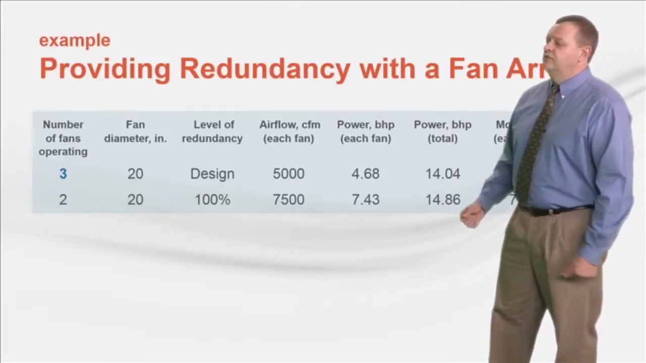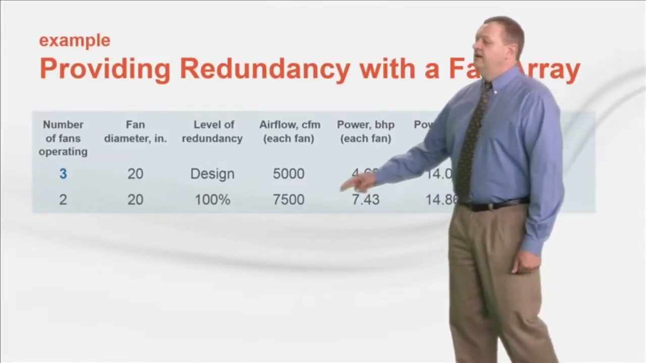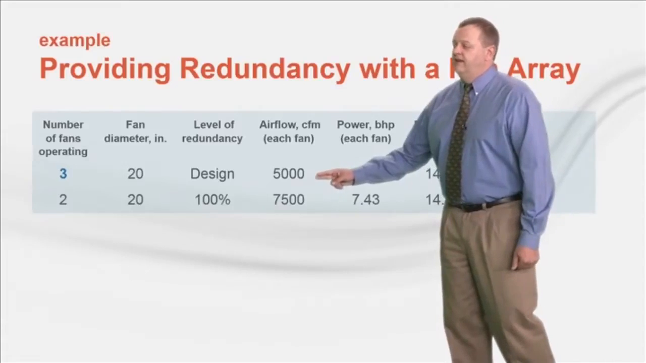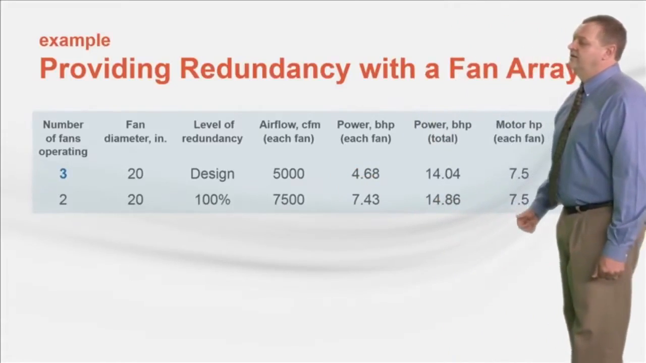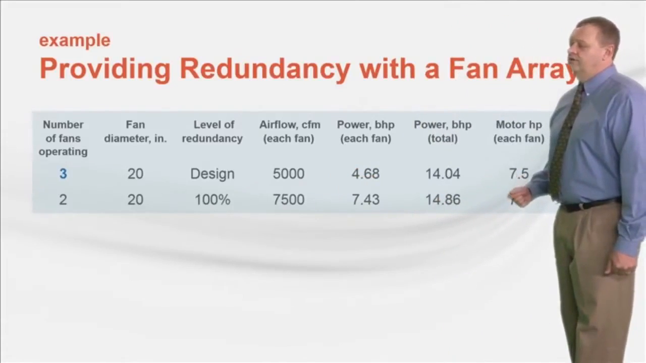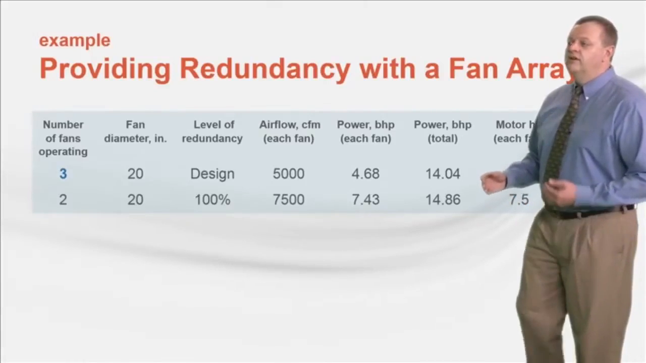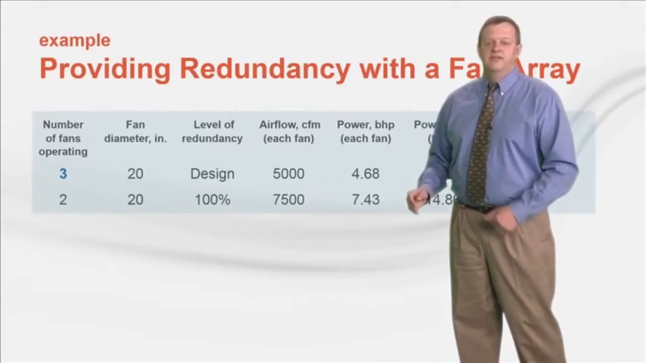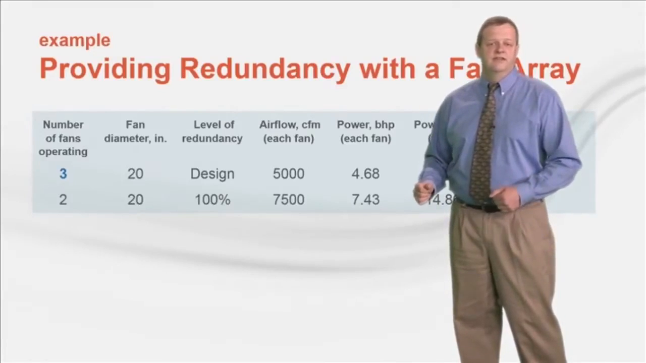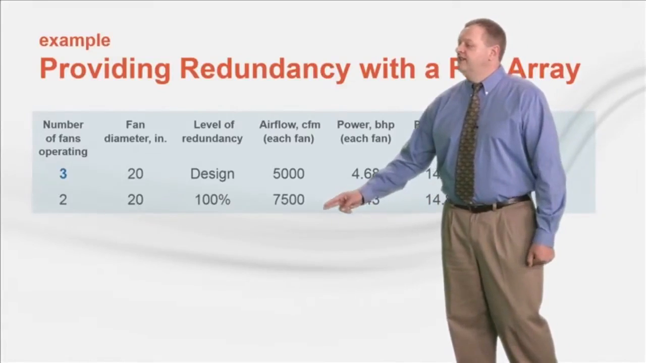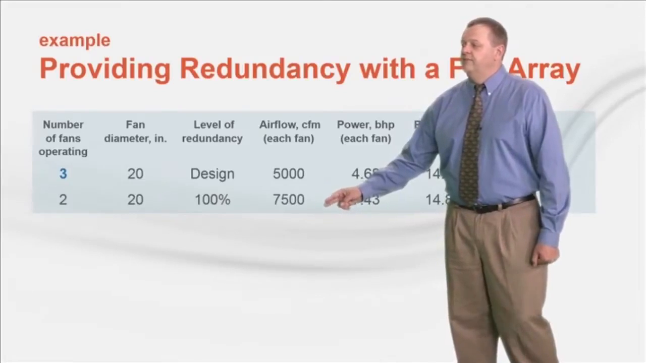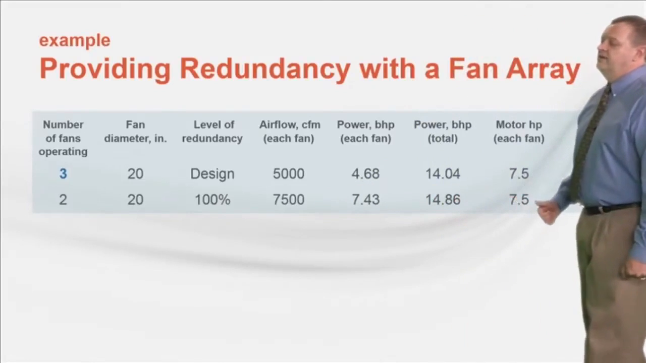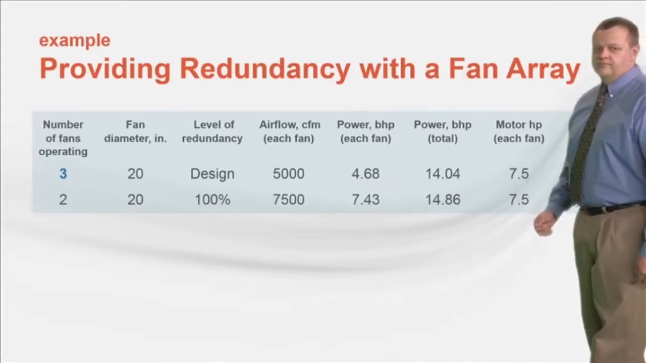At design conditions with all 3 fans operating, each fan is selected to deliver 5,000 CFM and requires a 7.5 horsepower motor. As shown in the second row here, if any one of the fans was to fail, the remaining 2 fans could still achieve the full 15,000 CFM. Each fan is able to deliver 7,500 CFM using the same 7.5 horsepower motor.